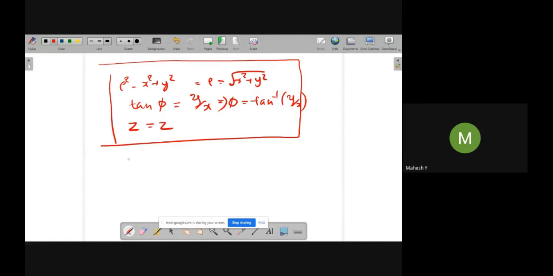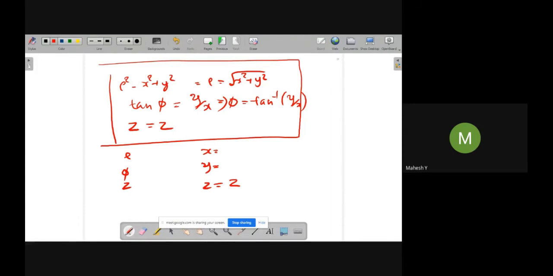Now can we convert it back from rho phi z to x y z? So what is x in terms of rho, phi and z, y in terms of rho, phi and z, and z in terms of rho, phi and z? So the last answer is easy. What is z? Z itself. It won't change. Okay, that is same. Now we have to find the value of x and y.